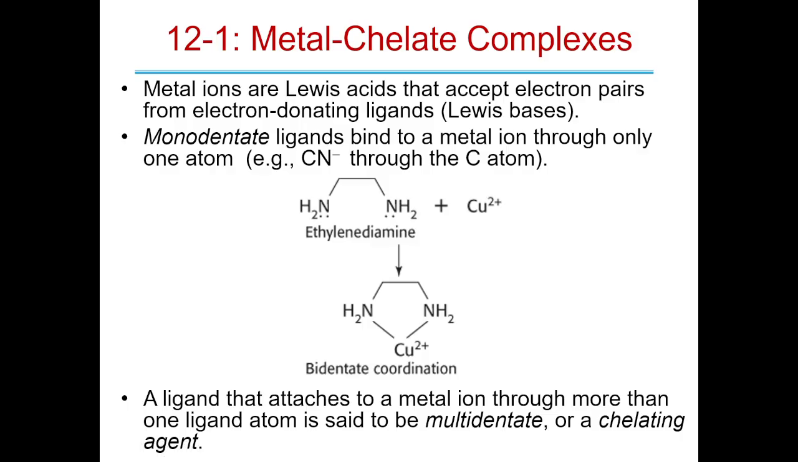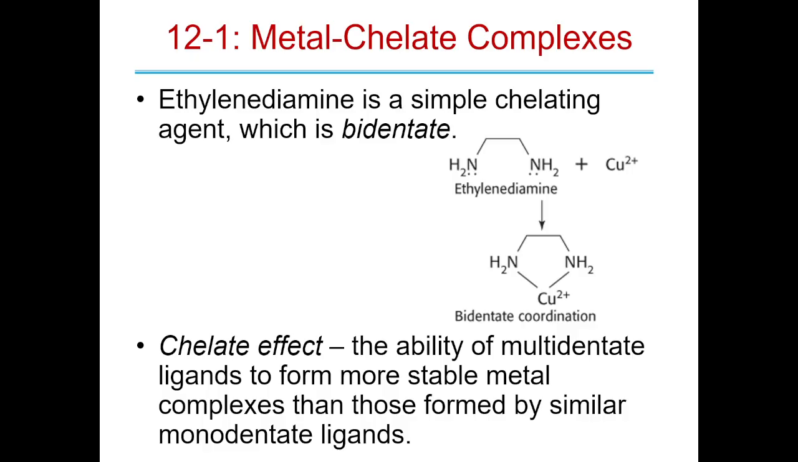Chelating agent literally means cutting agent, okay? Chelating literally means to separate, cut. Which if you wrap up a metal, it's going to cut it off from everything else, right? It won't allow the other ligands to get to it. So ethylene diamine here is a simple chelating agent that is a bidentate. See that? Two-toothed bidentate. The chelate effect is the ability of a multidentate ligand to form more stable metal complexes than those formed by similar monodentate ligands.